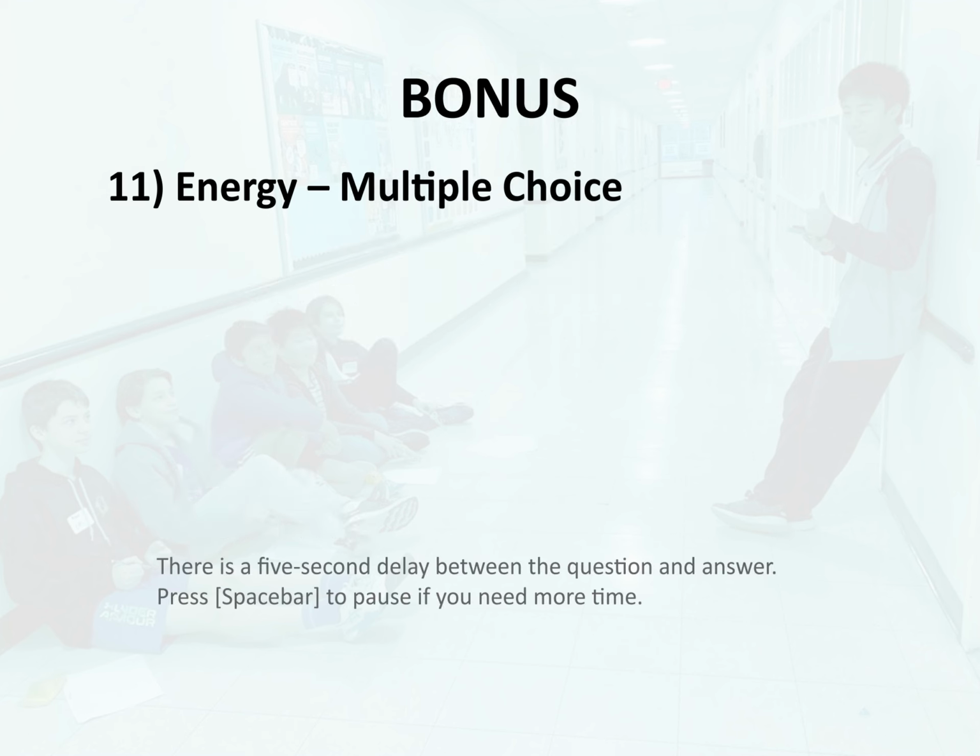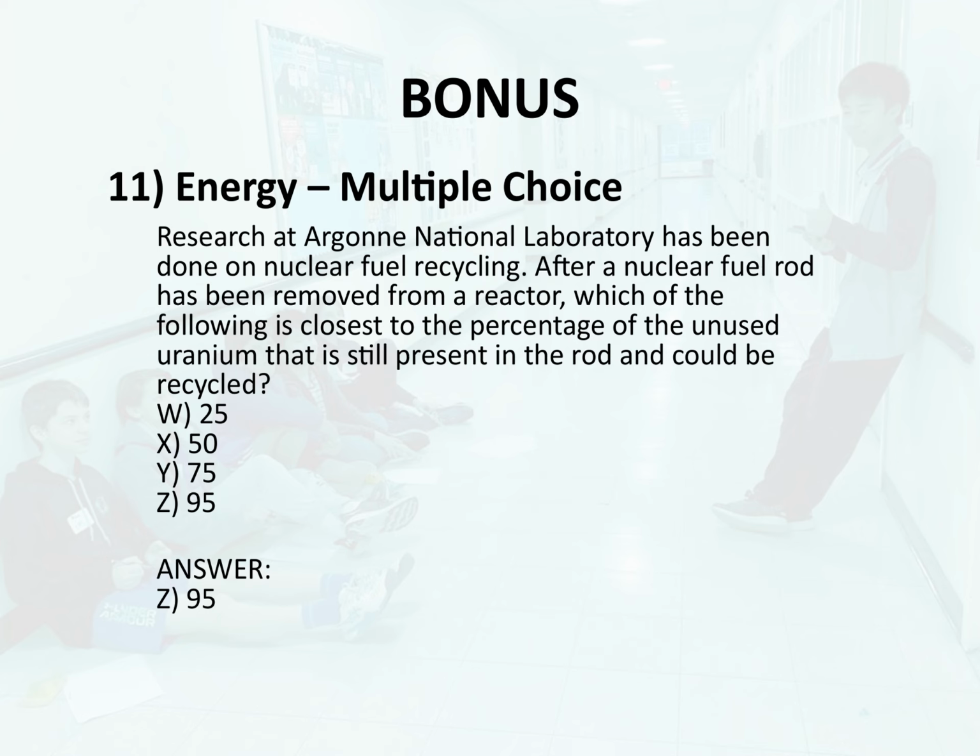Bonus 11. Energy, multiple choice. Research at Argonne National Laboratory has been done on nuclear fuel recycling. After a nuclear fuel rod has been removed from a reactor, which of the following is closest to the percentage of the unused uranium that is still present in the rod and could be recycled? W. 25. X. 50. Y. 75. Z. 95. Answer. Z. 95.